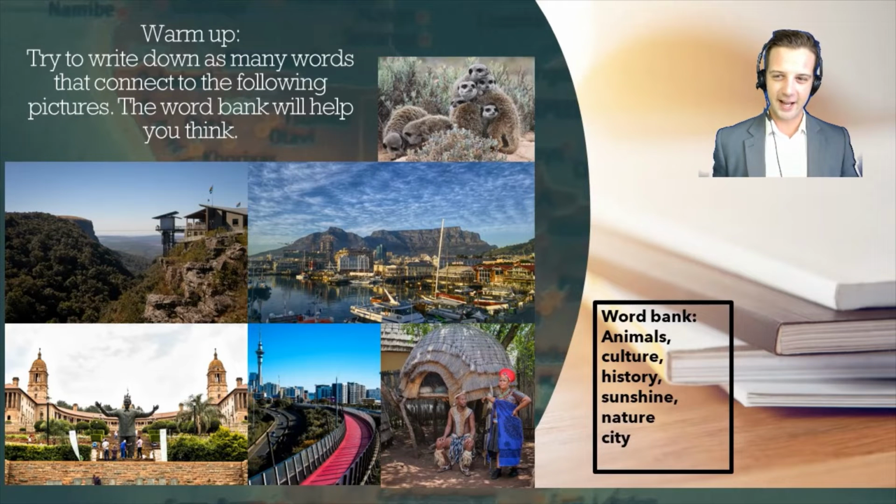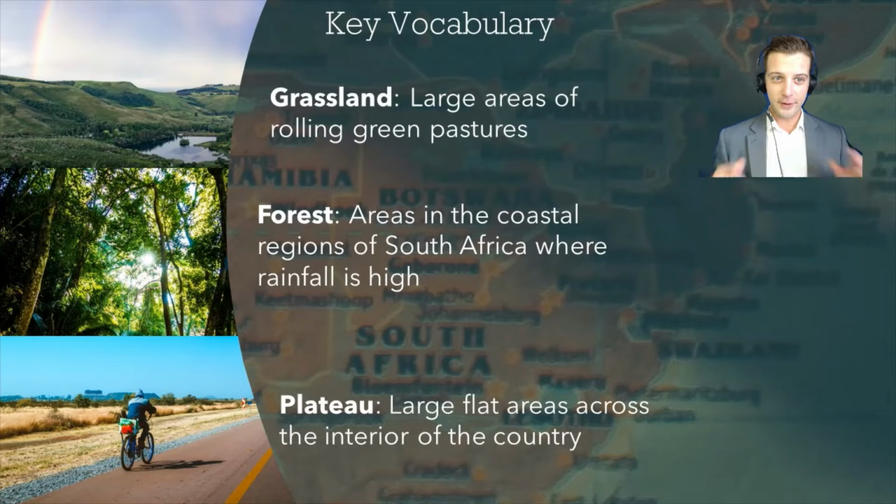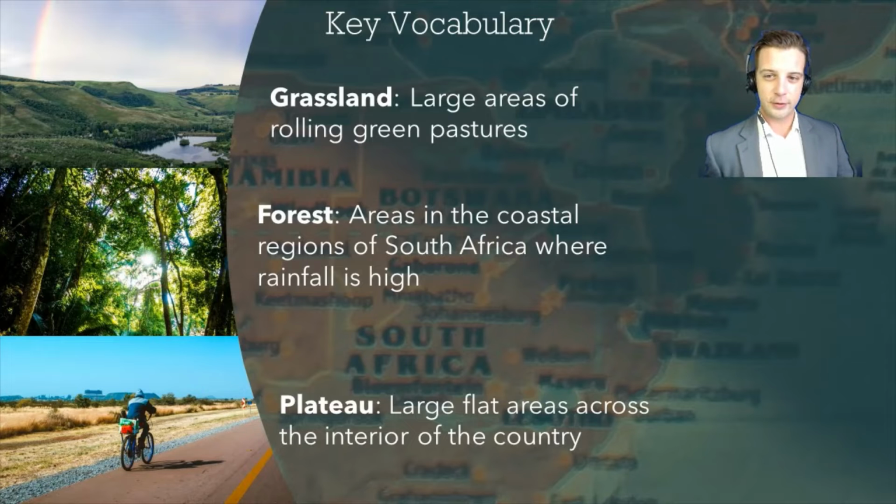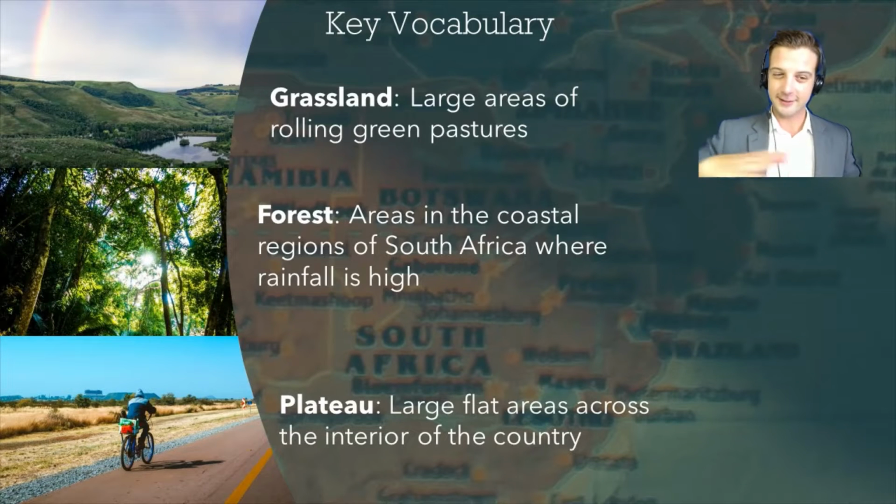All right, now that you're nicely warmed up, let's move on and study a few vocabulary words. Our key vocabulary for this lesson, we will start with the landscape adjectives to describe the landscape, and the first one is grassland. The definition I've written here is large areas of rolling green pastures. As you can see in the picture, we have a lot of grass. It covers the land, grassland, nice and easy.